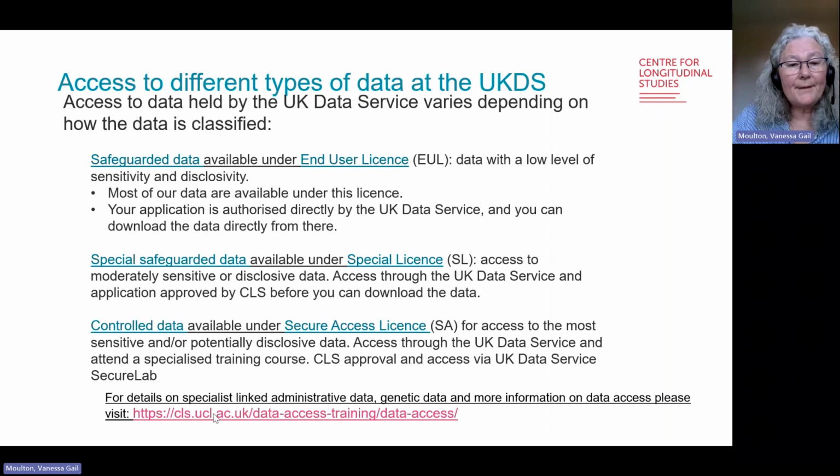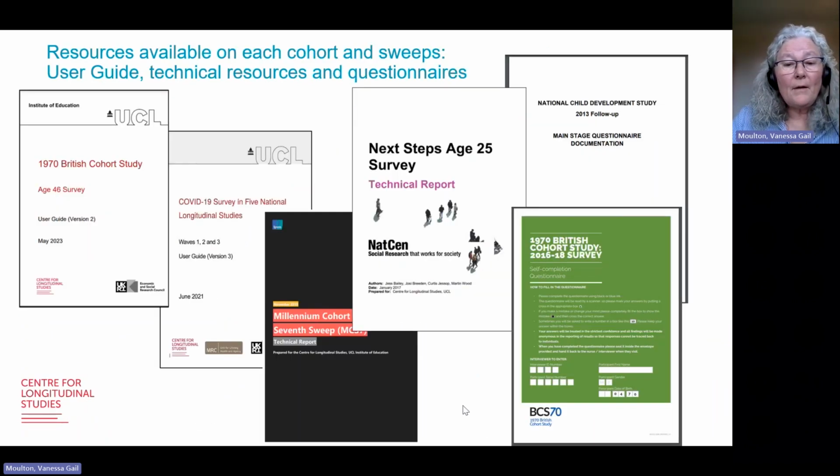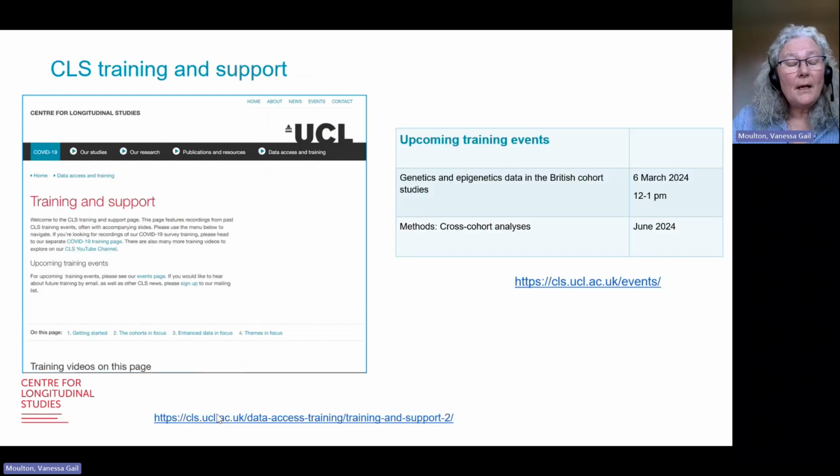So just to say that the CLS website has extensive resources and information on each of the cohorts. Each of the cohorts has an overview of the study of each of the sweeps, sub-studies, documentation, latest research, and is a good place to start. There are also introductions to videos if you prefer that medium. And for each sweep, there are the following resources: user guides for each sweep, technical reports, questionnaires, etc., and user guides for particular data. Particular technical data when you download the data, as well as on the CLS website.